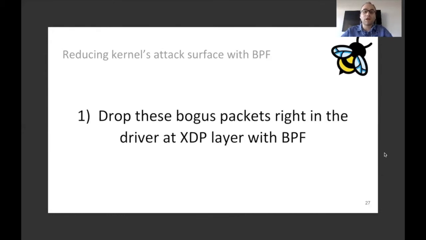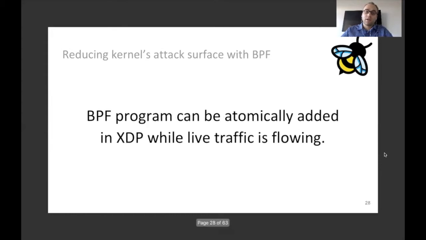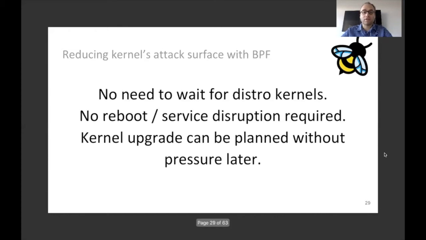One is you could drop those bogus packets right at the XDP layer with BPF. And that means you can attach a BPF program atomically while live traffic is flowing. And that, of course, means you don't have to wait for the distribution kernel in the meantime. You don't have to reboot, or your services are not getting disrupted. And you can plan a kernel upgrade at a later point in time without extreme pressure.